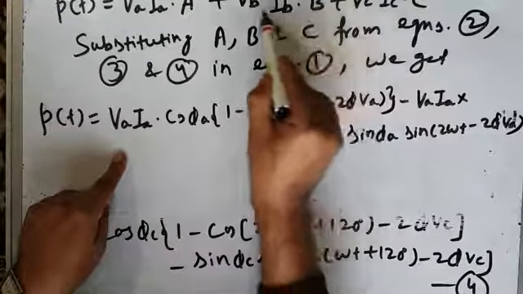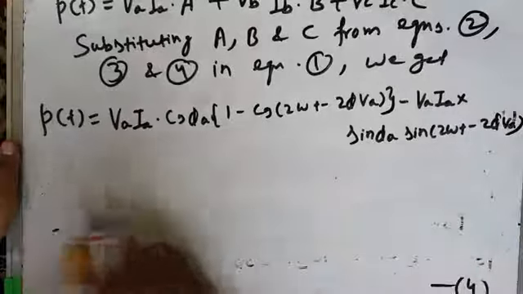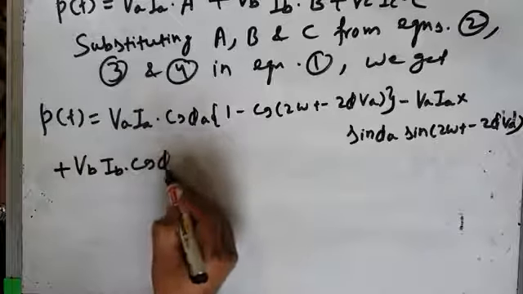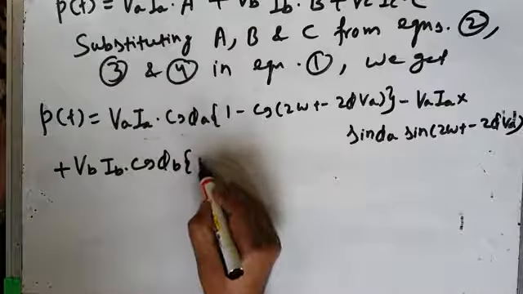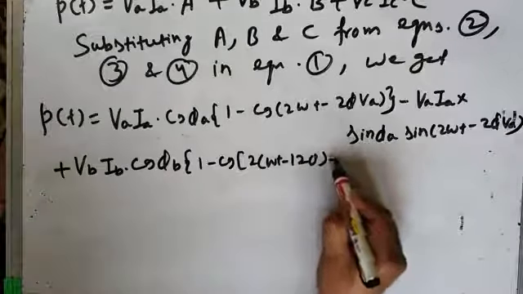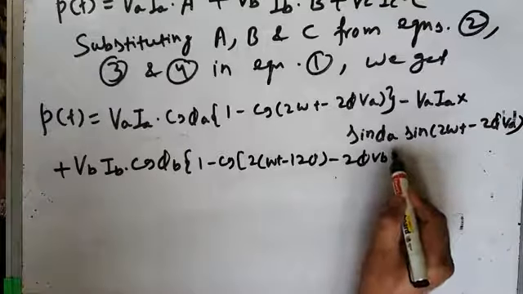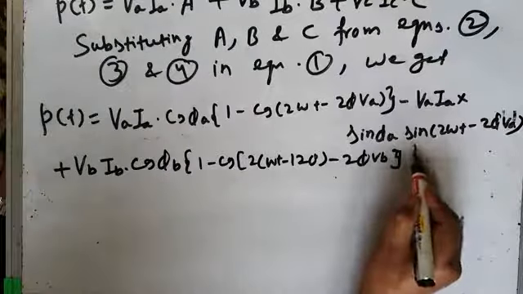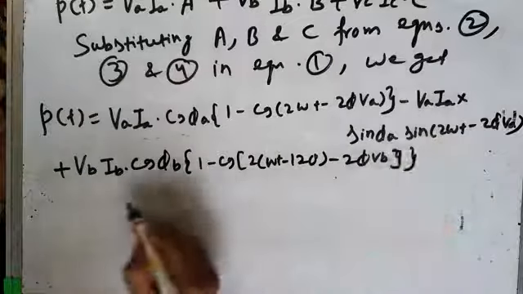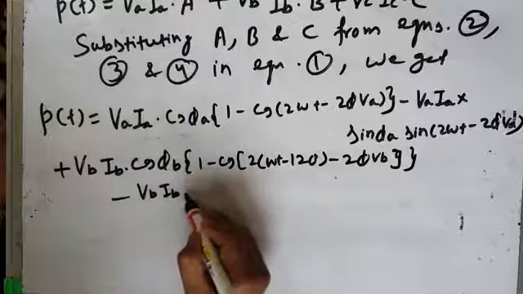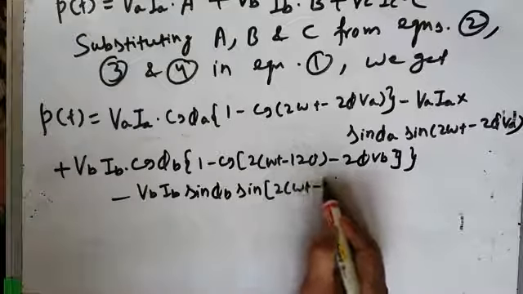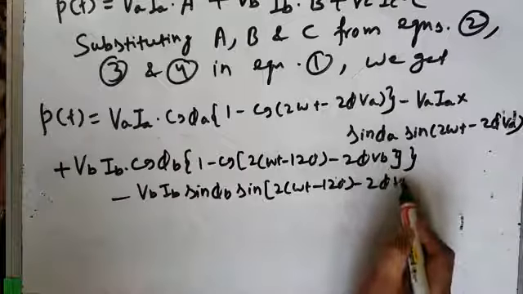Then plus VBIB into B. What is B? B is cos phi B times 1 minus cos of 2 times omega t minus 120 degrees minus 2 phi VB, minus VBIB sine phi B into sine of 2 of omega t minus 120 degrees minus 2 phi VB.